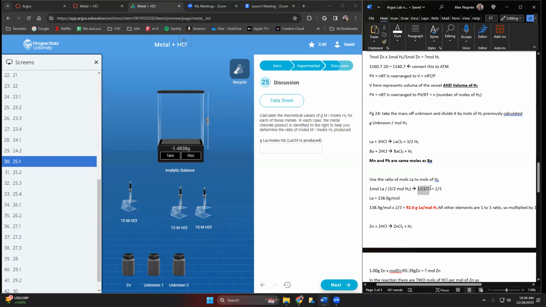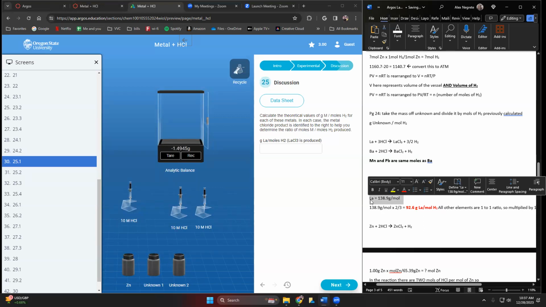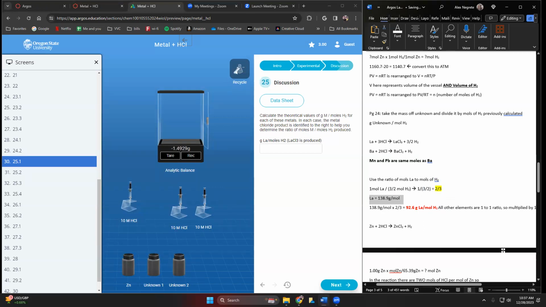This is our calculation. 1 divided by 3/2 is equal to 2/3. Let me highlight that, right? So we're going to take the mass of this and we're simply going to multiply it by 2/3. Right? Comes out to 92.6.